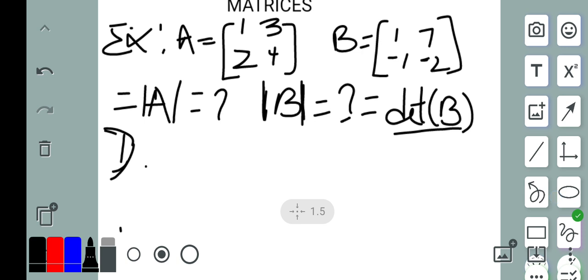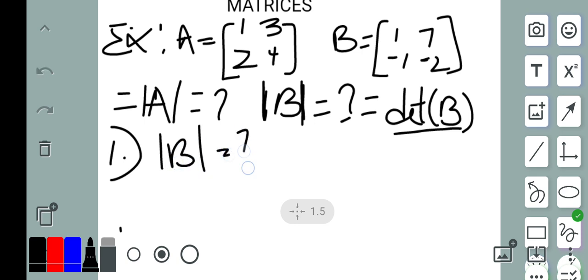Let's say number one here. We want to find the det of B. That's the determinant of B. So how do we find the determinant of B? Very simple for a 2 by 2 matrix. We already know that this is our row, and this is also our column, right? What you just need to do is multiply the diagonals and subtract. You multiply the two diagonals and then subtract them from each other.